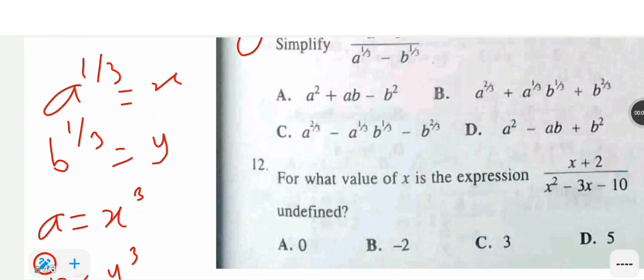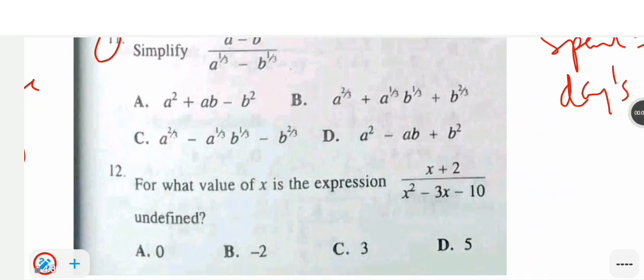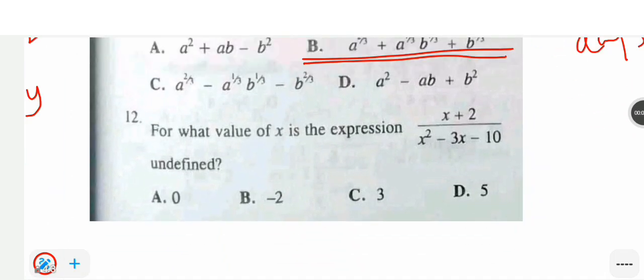So let's look for it in the options. So this is it here. So this is the answer. So that's option B. Then for number 12, for what value of x is the expression undefined?